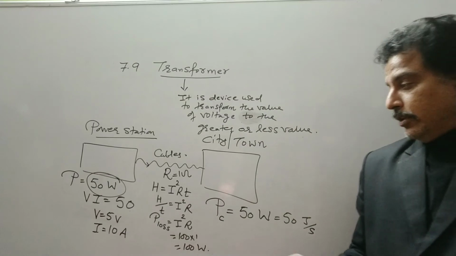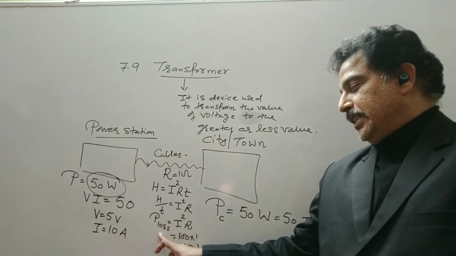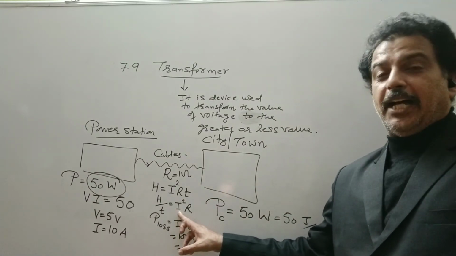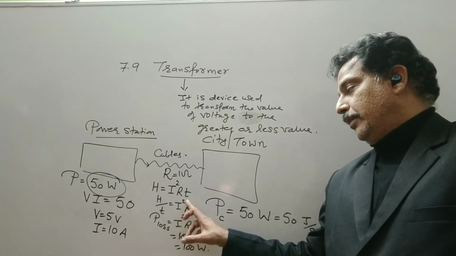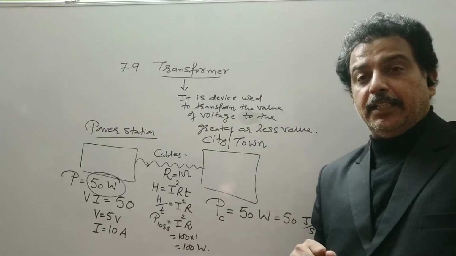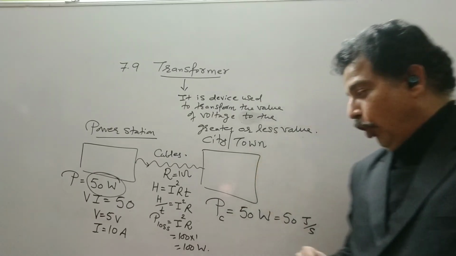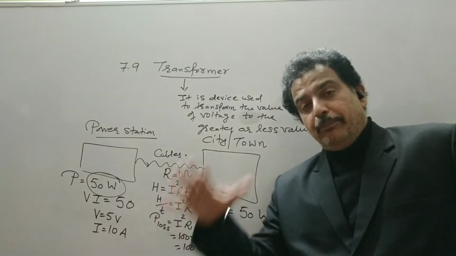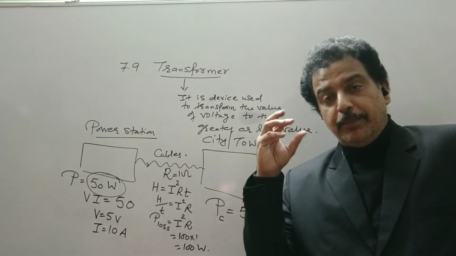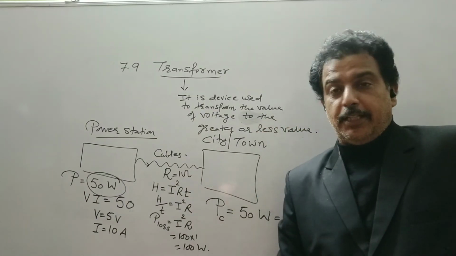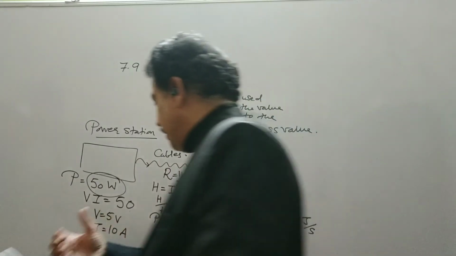Now the major power loss is due to this I square. We have the power loss depending on the square of the current I. So the major factor is current. Now if I want the power loss to be minimum, the current should be reduced in this cable wire. Now how can it be reduced?